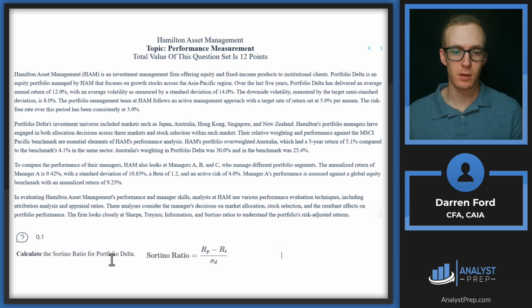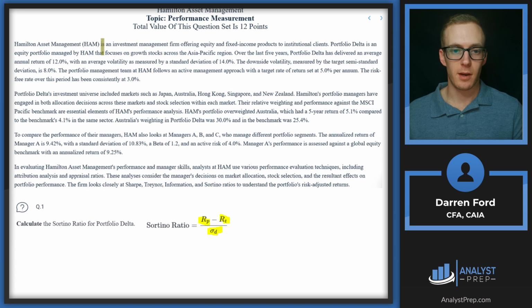Whenever there's a question about a particular formula, it's always good to start writing that out either on the screen or on your scratch paper and have that formula in the back of your mind, so that as you're going through, you can look for the numbers that you need to calculate that. So for the Sortino ratio, we're looking for the return of the portfolio minus the target return, which is going to be RT, and then that's going to be over the downside deviation. So we'll look for those numbers as we're reading through.